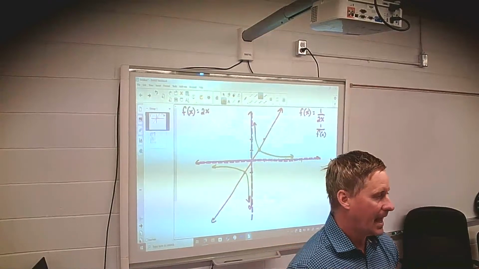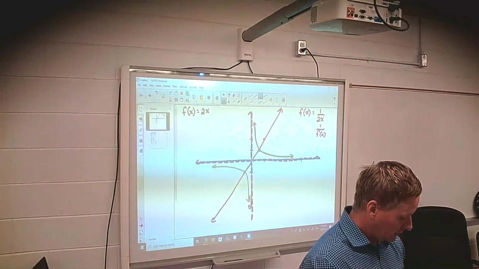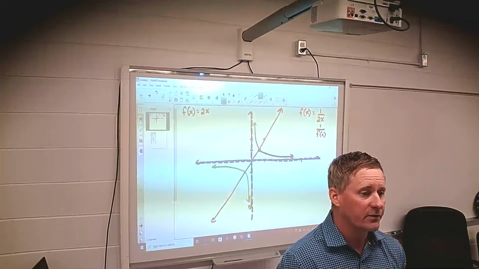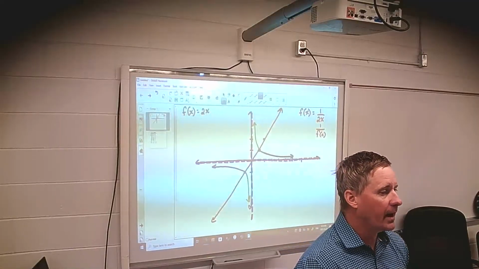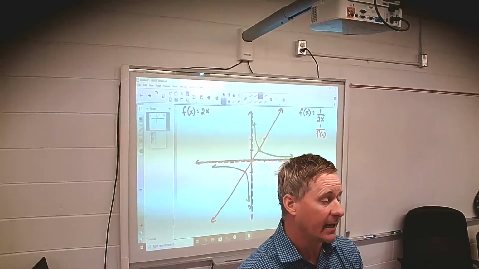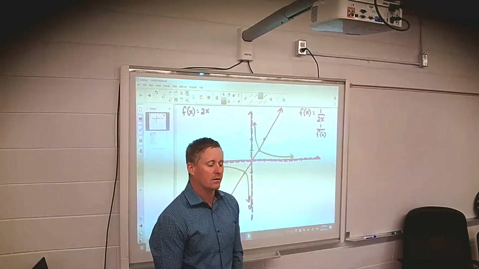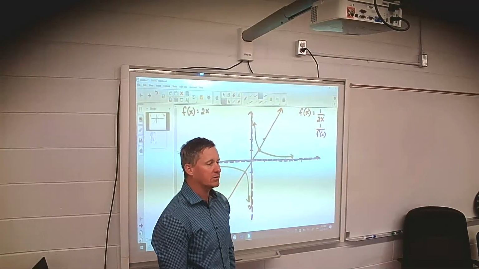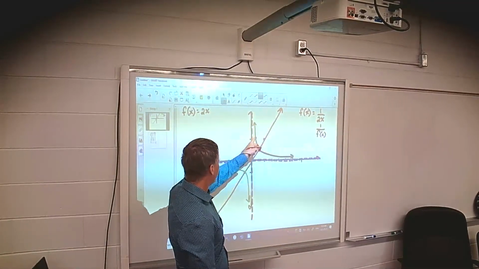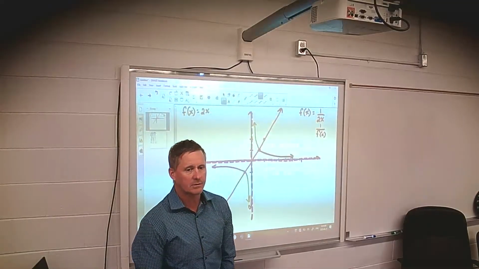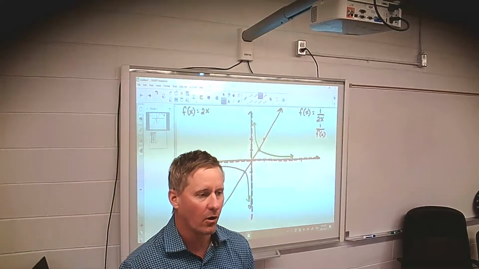Okay. Now, let's fill in for 1 over 2x. What is the domain for 1 over 2x? Again, I went through this with you last week. What is the domain for y equals 1 over 2x? This green graph right here, plus asymptotes, what is the domain for it?